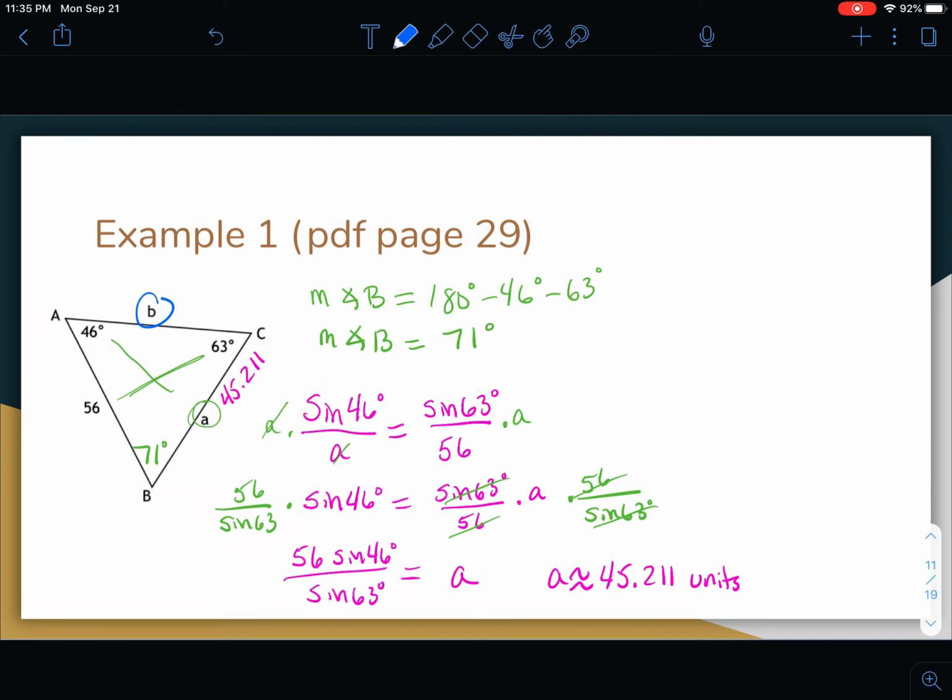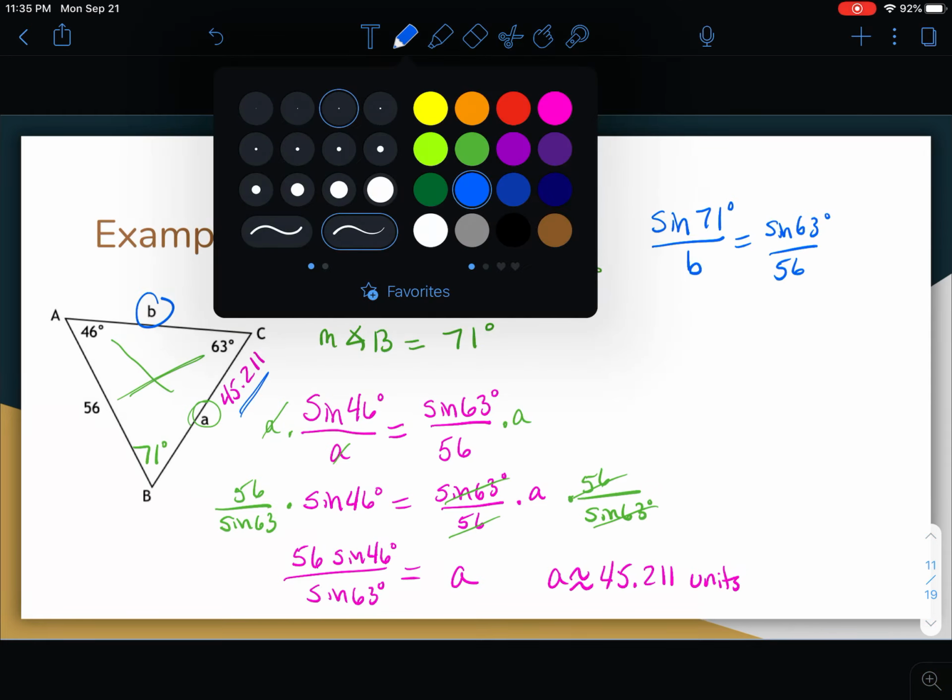So I'm going to go ahead and use law of sines again. And there's no perfect way to do these problems. So you're going to try different things to solve, and many ways are going to be correct. Sine of 71 degrees over B equals, and I guess I'm just going to go with the C, so sine of 63 degrees over 56. You could have just as easily done sine of 46 over the 45.211. The reason I'd rather not use that is because I may have made a mistake, and it's also a rounded value, and I want to have things as exact as possible. So I definitely would prefer to use the given exact values.